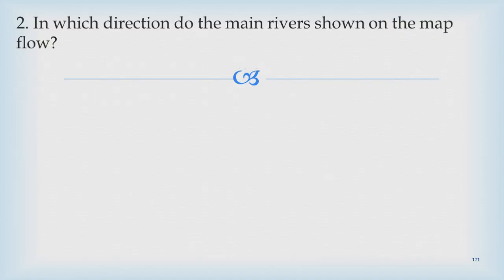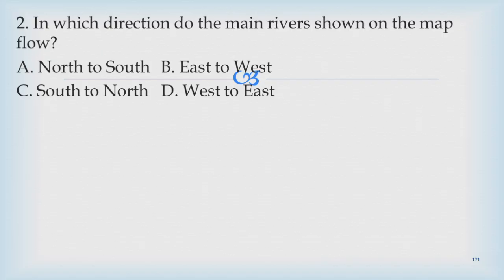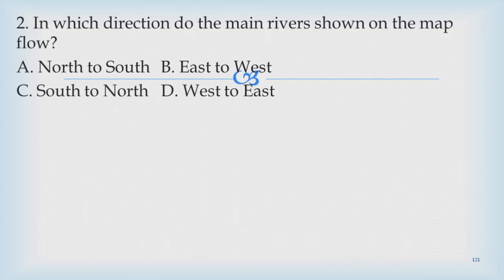East to west says B. Contour gradient does not indicate such flow. So B is not the answer. C says south to north. Yes, south is 3,400 meter highland, while north is 2,200 meter lowland. As a result, rivers flow downhill northwards. So C is the correct answer.